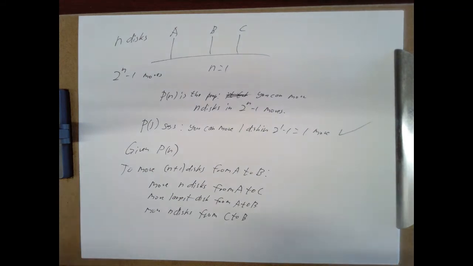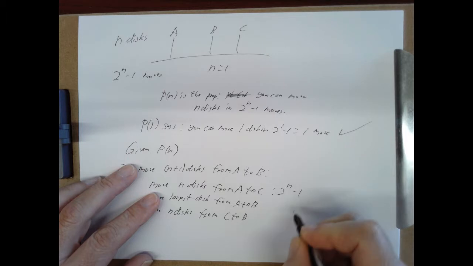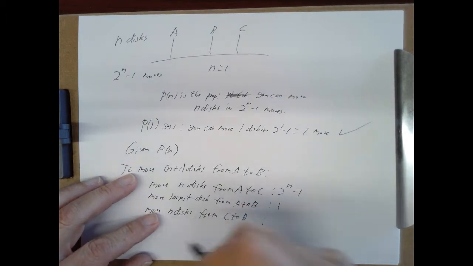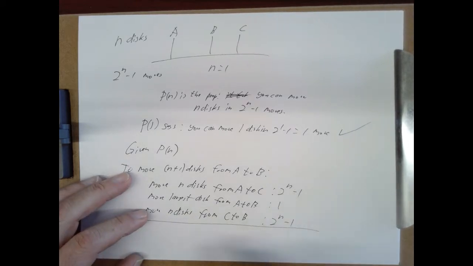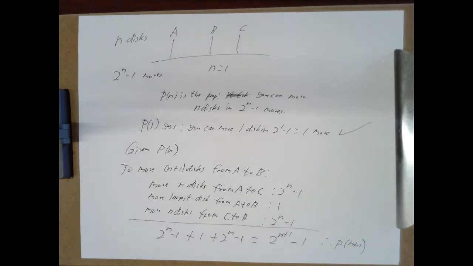And given P of n, we know that we can move these n disks in 2 to the n minus 1 moves. And we can move the largest disk in 1 move. And we can move those n disks back from C to B in 2 to the n minus 1. And so the total number of moves that are sufficient to do this is 2 to the n minus 1 plus 1 plus 2 to the n minus 1. And if you combine your terms, this will be 2 to the n plus 1 minus 1. And so P of n plus 1 is true. And so P of n is true for all n bigger than or equal to 1.